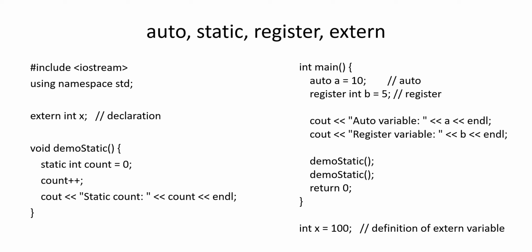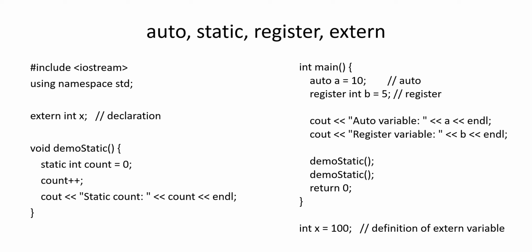This code demonstrates a static variable. The static variable retains the value between function calls. Each time the function executes, the value of the count increases instead of resetting. This behavior is useful for tracking state or usage count across multiple function calls.